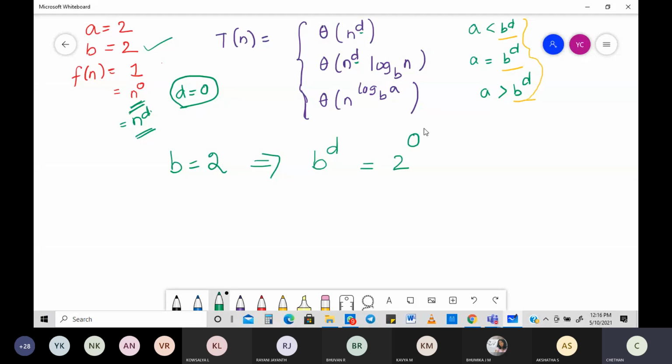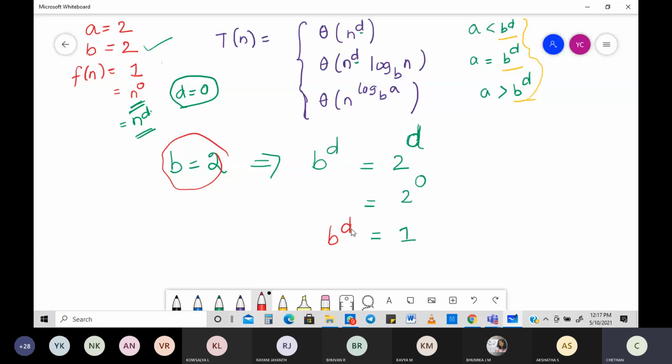2 to the power of D is nothing but equal to 2 to the power of 0. Okay, 2 to the power of 0, that is nothing but equal to 1. Very much equal to 1. So can I write like this now? That a is equal to 2, and b to the power of D is equal to 1. Very clear.